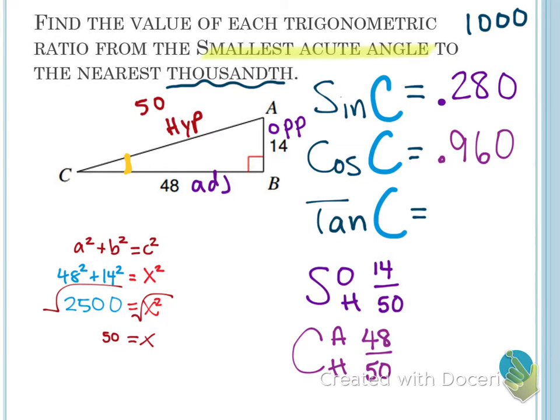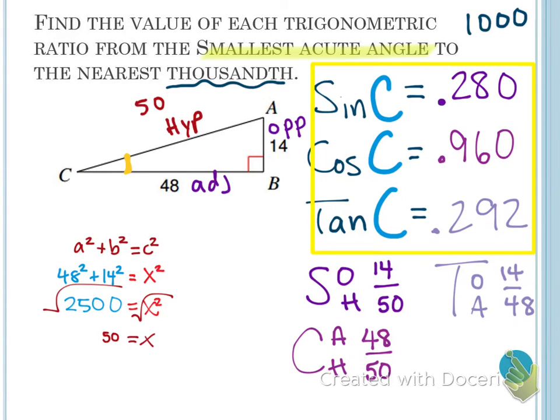Last, we have SOH CAH and then TOA. So opposite will go in the numerator, which is still 14. Adjacent in the denominator, which is 48. 14 divided by 48 is point... Correct. So this is your answer right here.